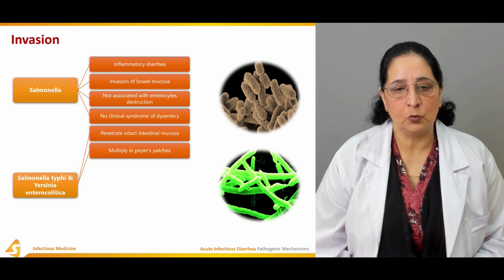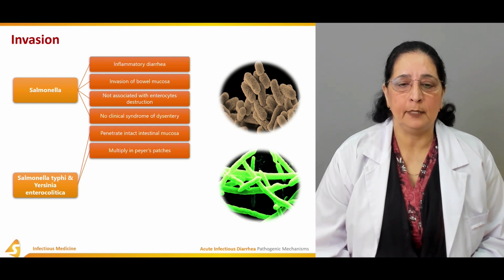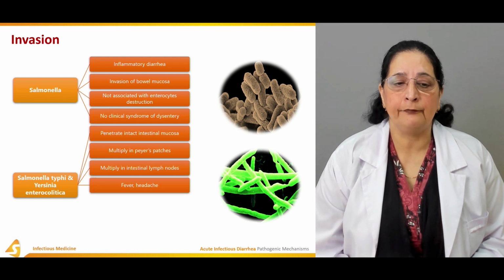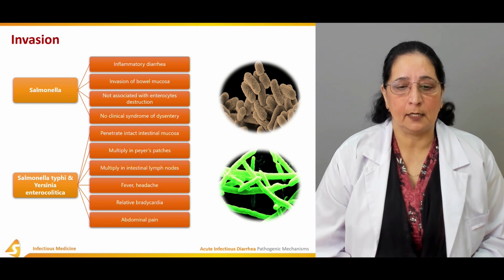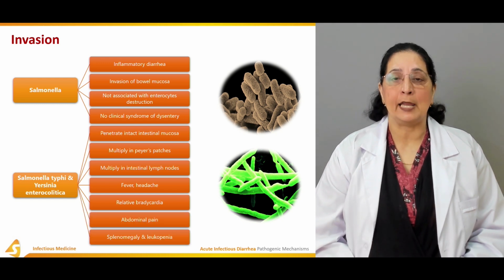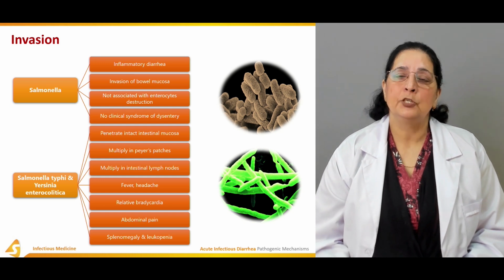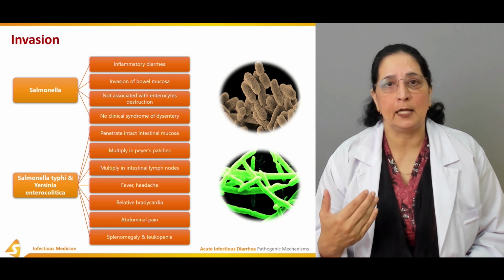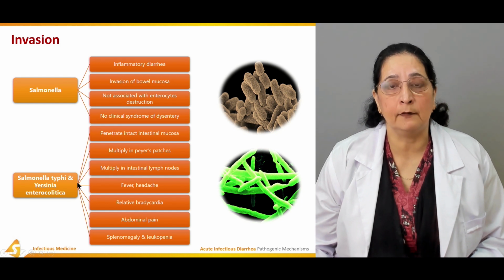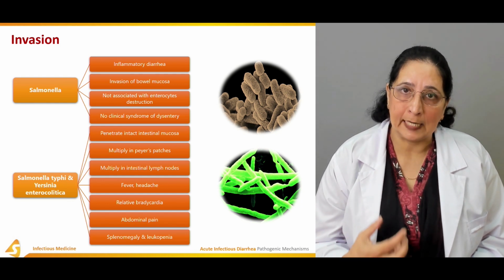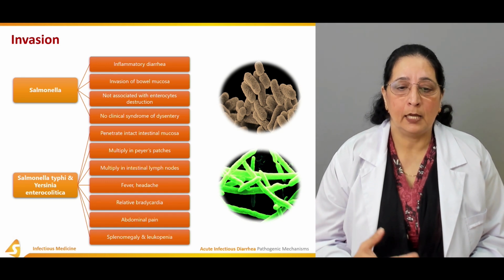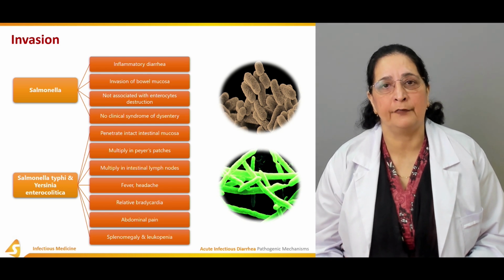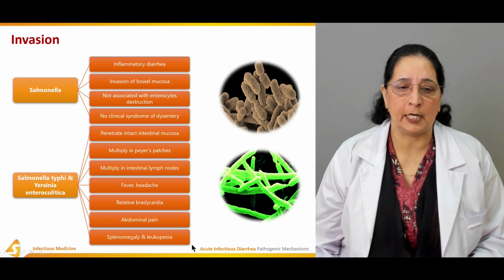They penetrate the mucosa, multiply in the Peyer's patches, multiply in the lymph nodes, and cause headache, fever, relative bradycardia, abdominal pain, splenomegaly and leukopenia. So it's a little severe type of enteric fever caused by Salmonella typhi, or typhoid fever. There is splenomegaly, enlargement of the spleen, and pain in the abdomen. So it's a bad condition as compared to just simple infectious diarrhea and should be managed and treated properly.